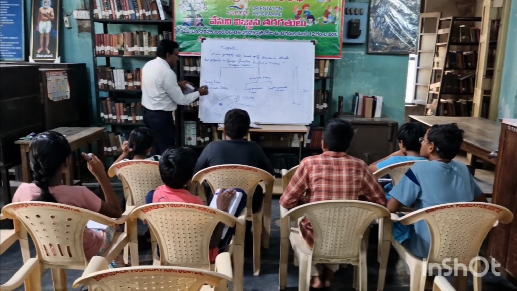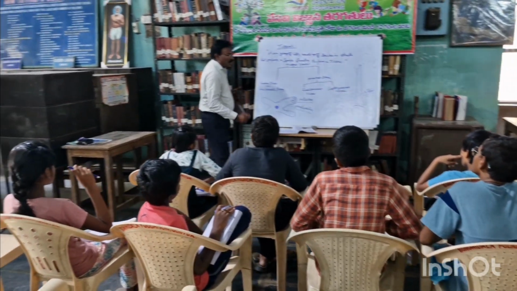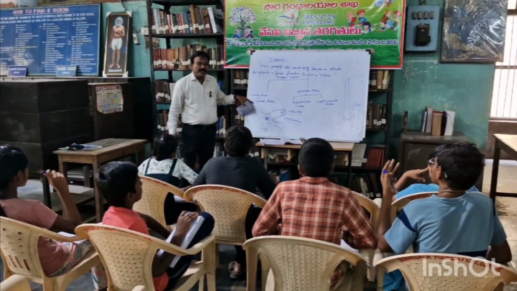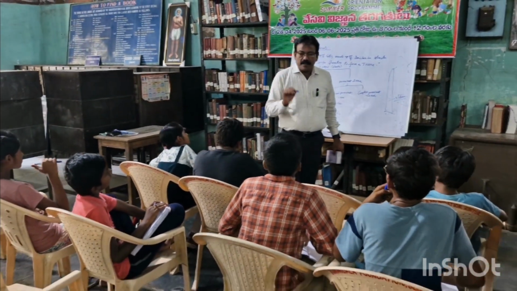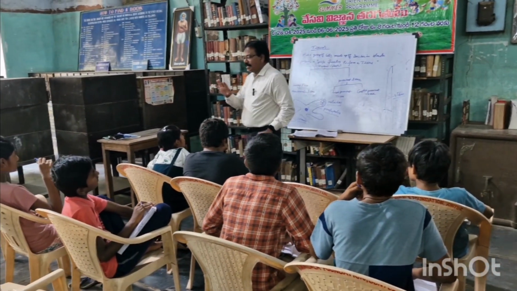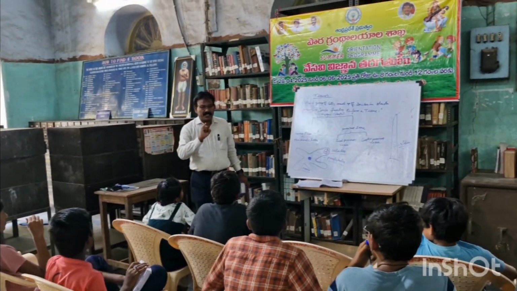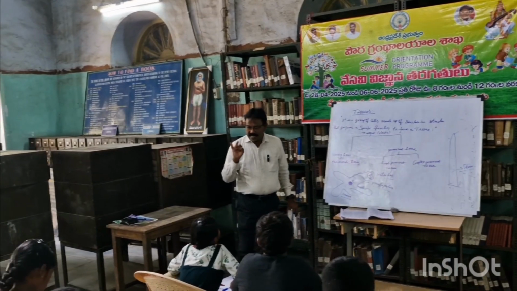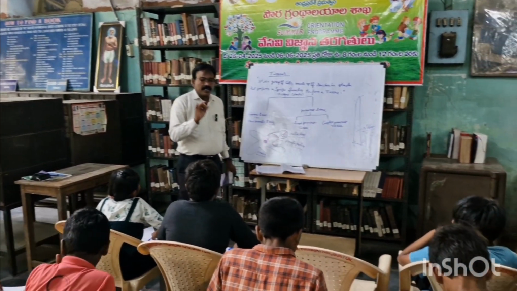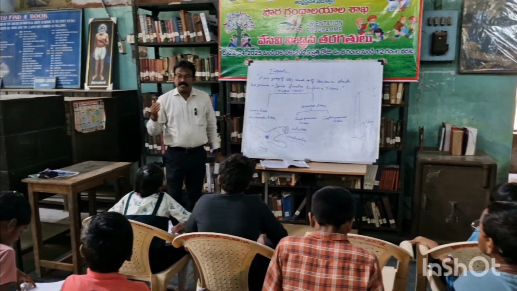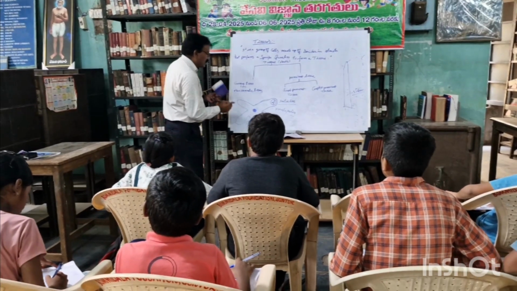So how many meristematic tissues are present? Depending upon the location where they are present, meristematic tissues are of three types. How many types? Three types. Number one, apical meristematic tissue. Second one is lateral meristematic tissue. Third one is intercalary meristematic tissue. So, let us draw the diagram.